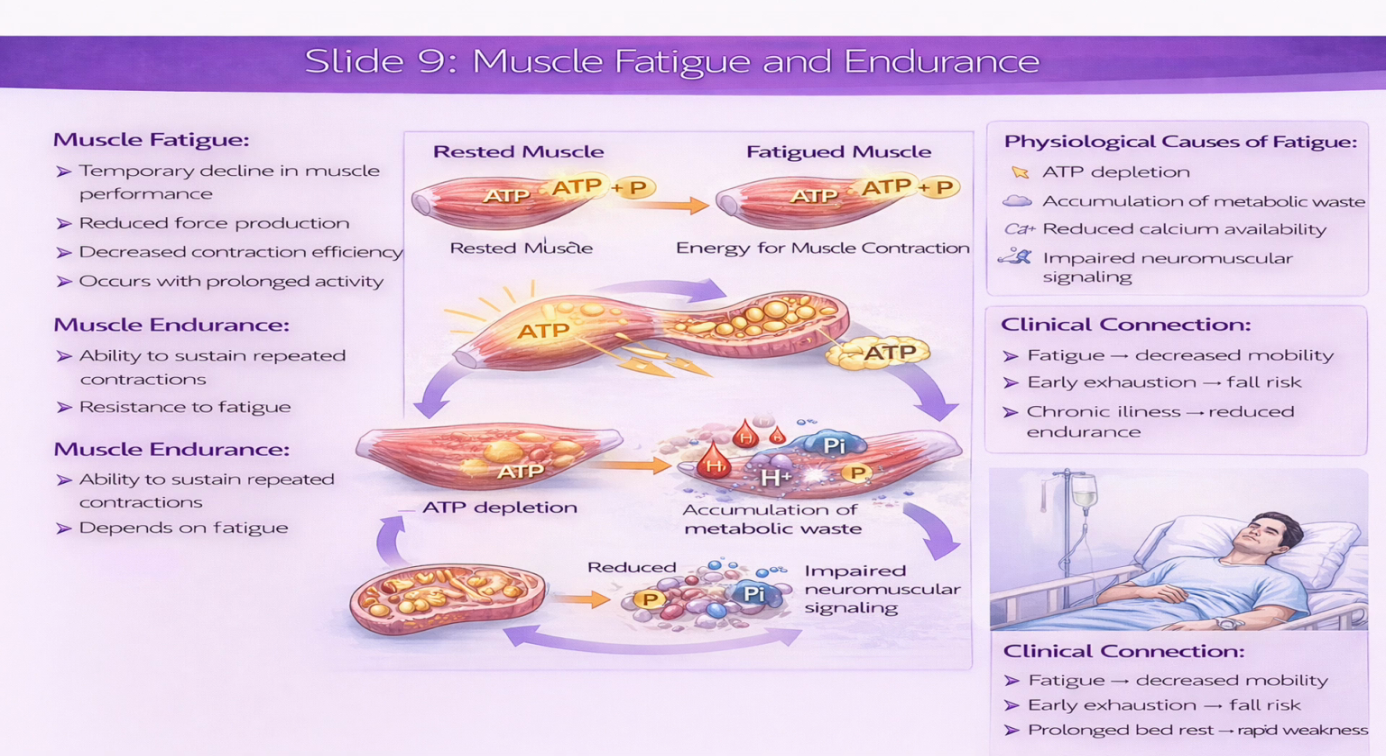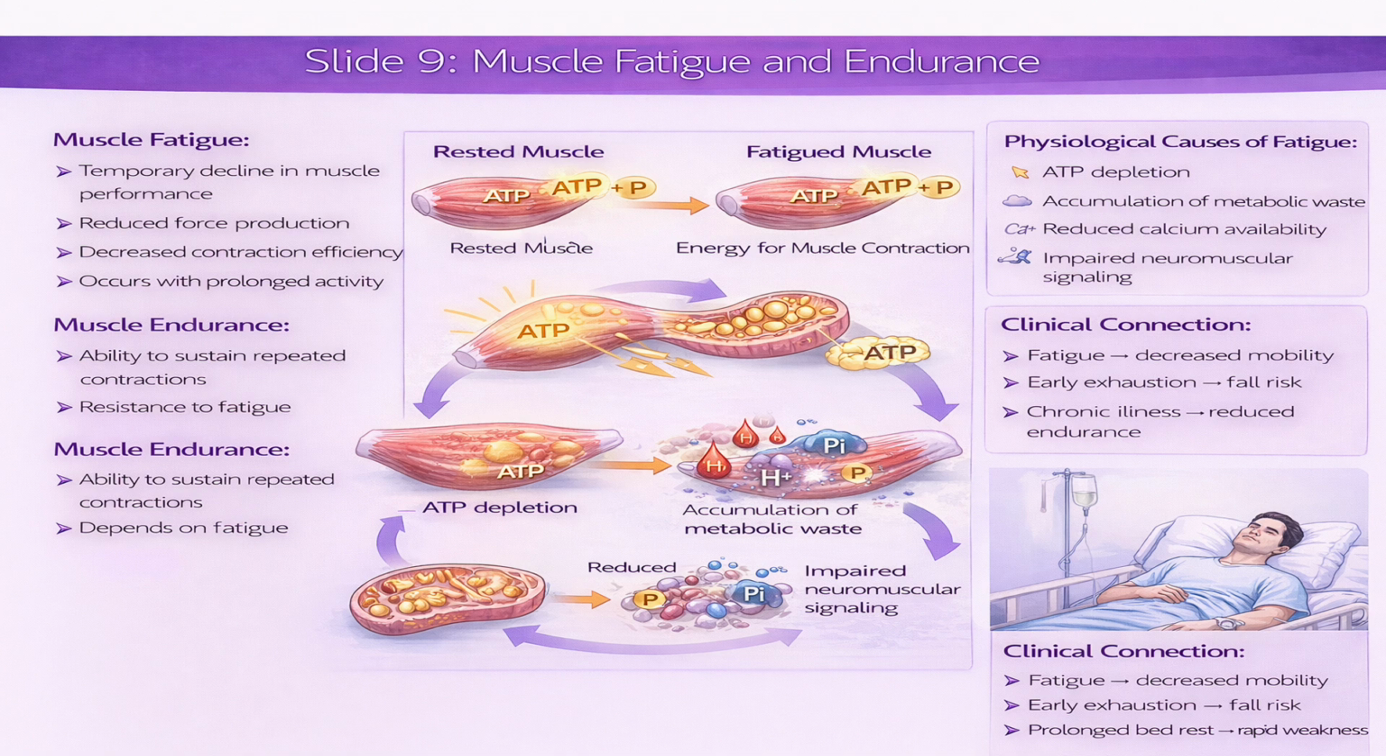Energy use in muscle contraction. The central illustration shows how muscles use ATP for contraction. ATP is the immediate energy source for muscle movement. During normal activity, the following occurs: ATP is broken down, energy is released, muscles contract, and with repeated use, ATP stores become depleted, energy supply decreases, contraction weakens, and eventually this leads to fatigue.